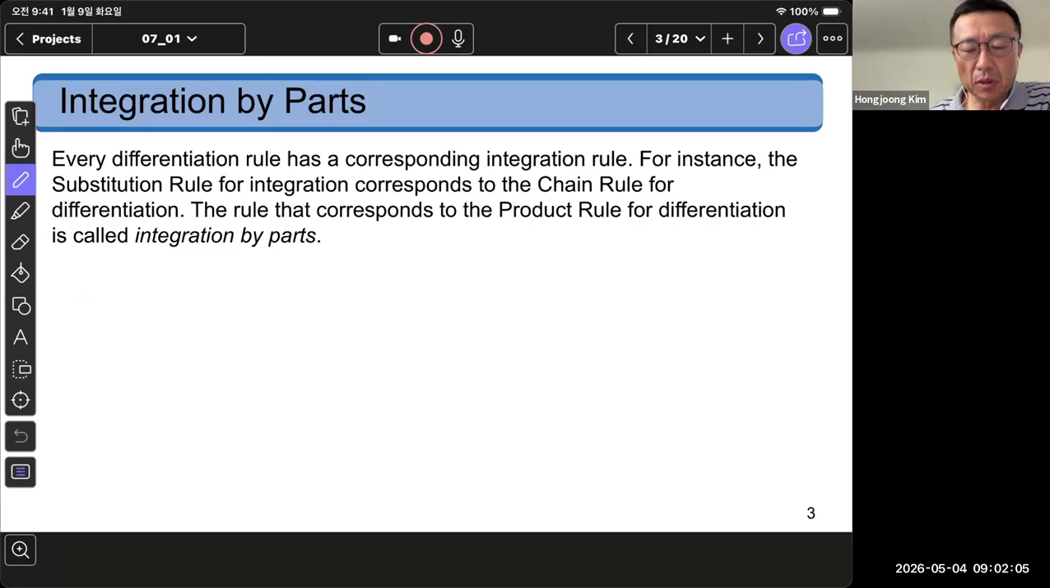For instance, the substitution rule for integration corresponds to the chain rule for differentiation. Now, previously in differentiation, we learned a formula called the product rule, and the corresponding formula for the product rule will be integration by parts. So integration by parts comes from the product rule.